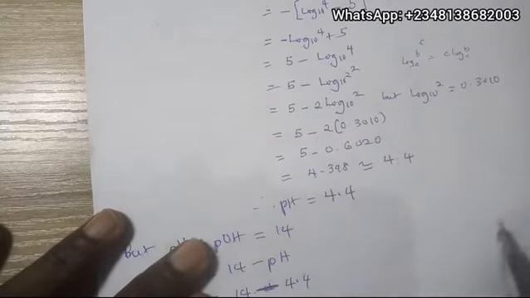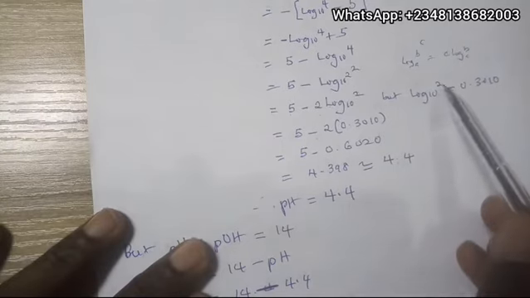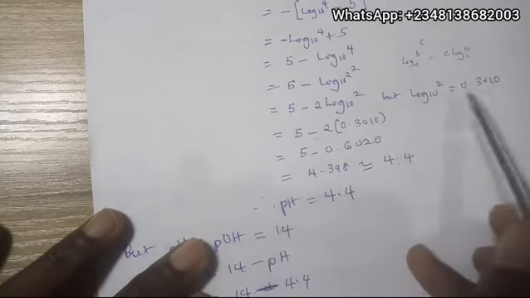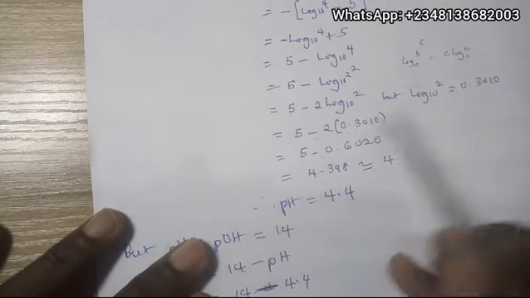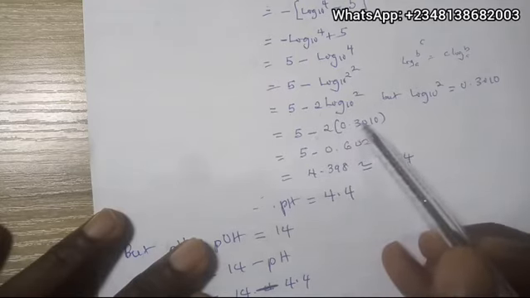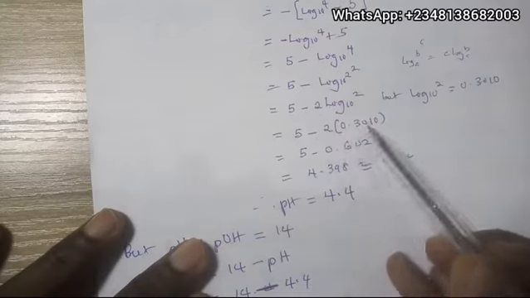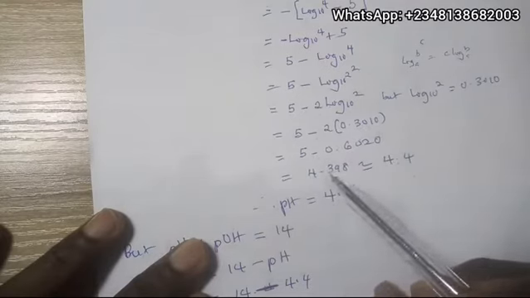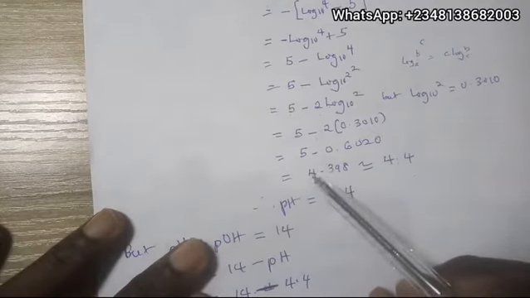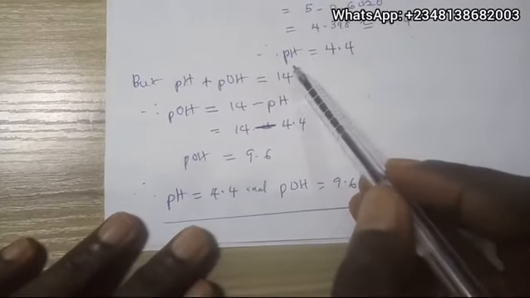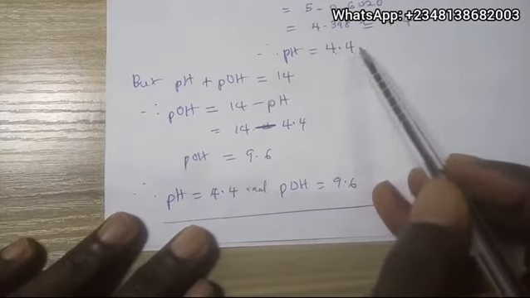Now, remember that log 2 to base 10 is equal to 0.3010. So whenever we see log 2 to base 10, we put 0.3010. So we now have 5 minus 2 in bracket 0.3010. This will now open the bracket. We now have 5 minus 0.6020. If you subtract it, you have 4.398, which is approximately 4.4. Now, that implies that the pH of solution D is 4.4.